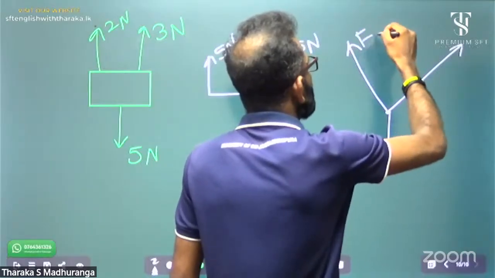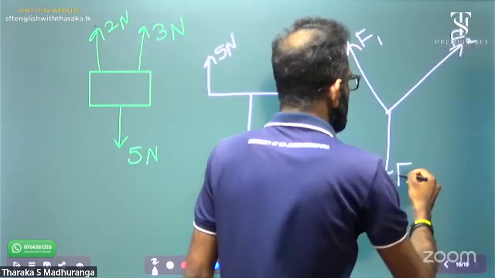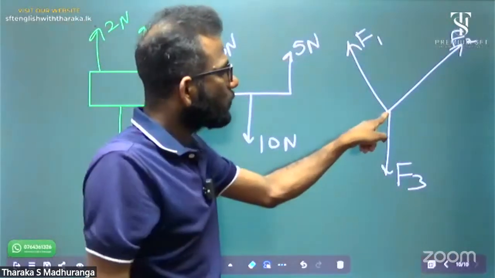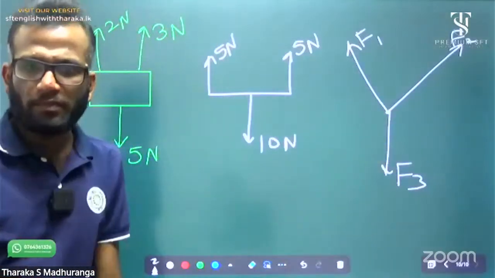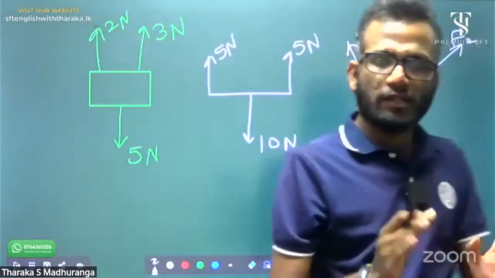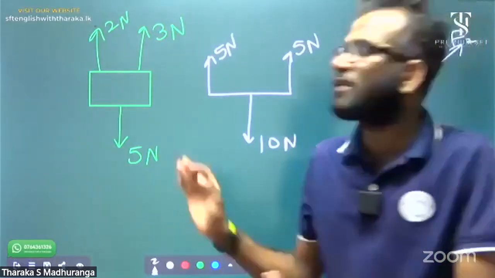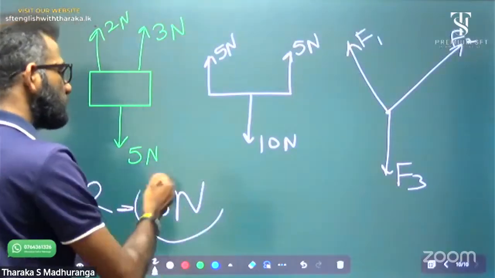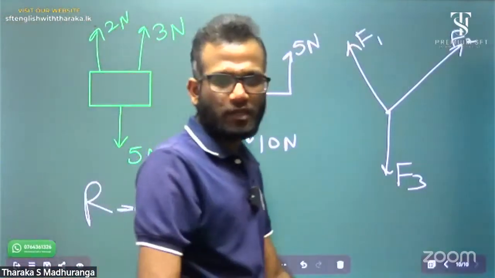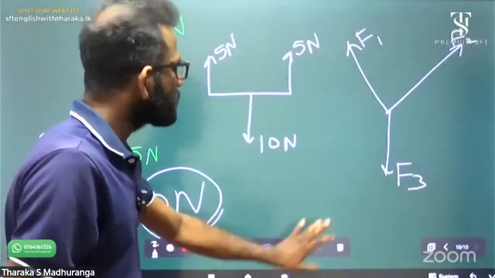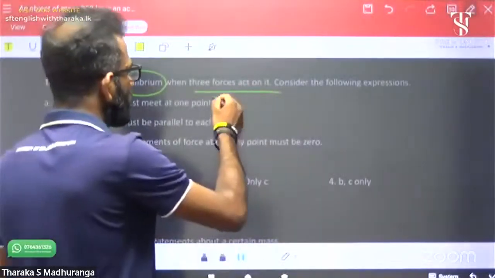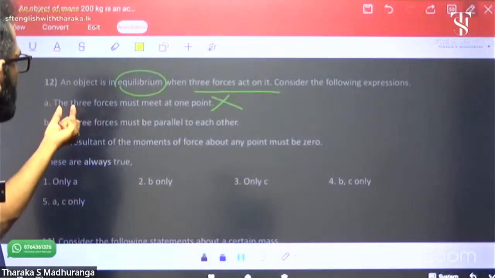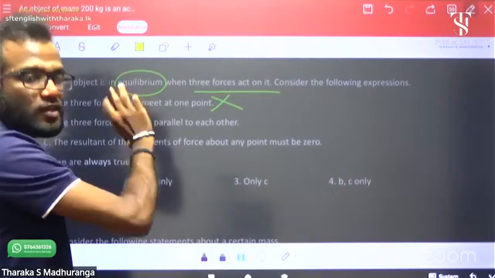Think it is F1, F2, F3, equilibrium. It can meet at one point or not. It's not a problem. Balance means it doesn't have a resultant force. If the resultant force is 0, it's balance. Understood? It doesn't need to meet at one point. Not compulsory. Wrong. Due to the word must, it's wrong.